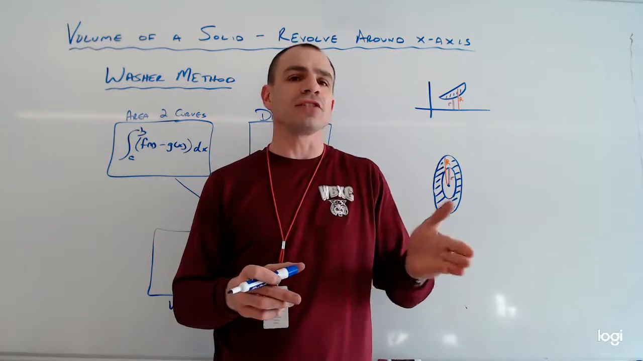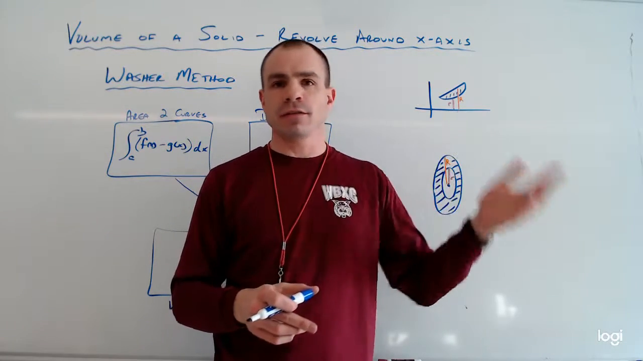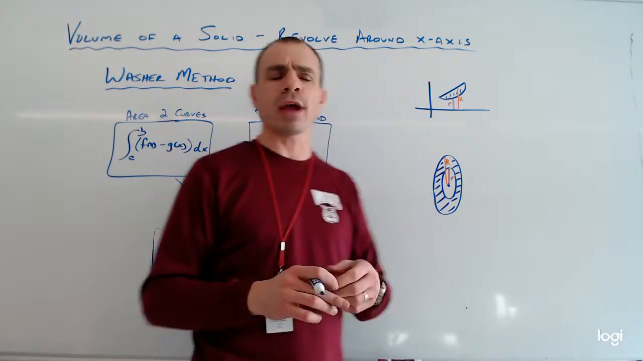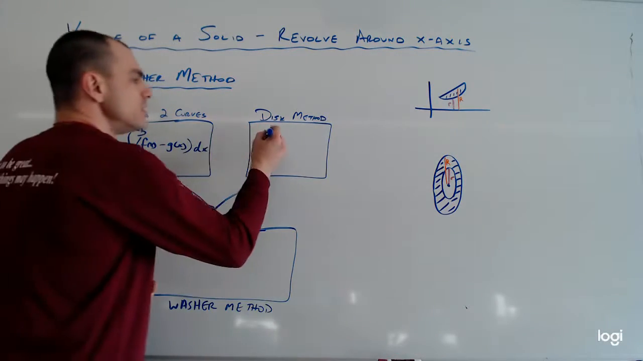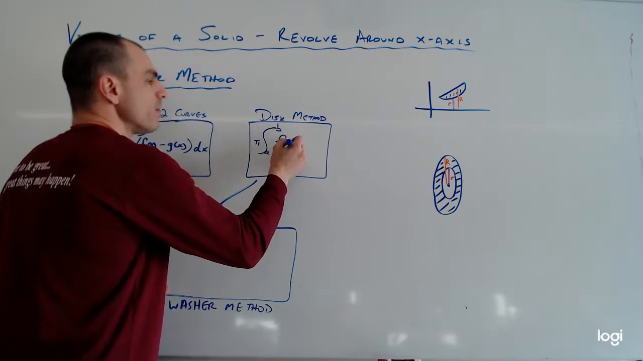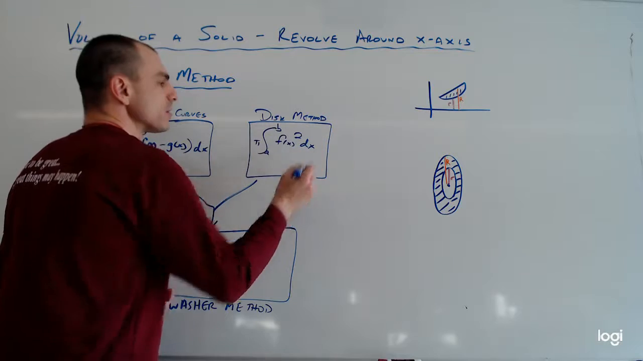Well, now we're going to take that zone and we want to revolve it around an axis of revolution. Well, that was our disk method. So our disk method dealt with the idea of pi out front times the integral from a to b of our function being squared dx.